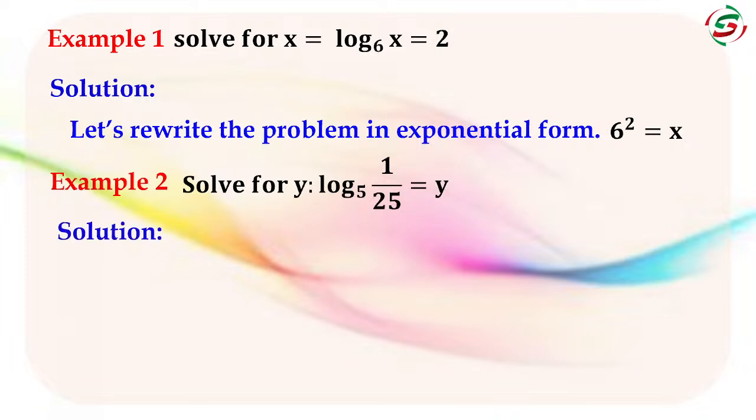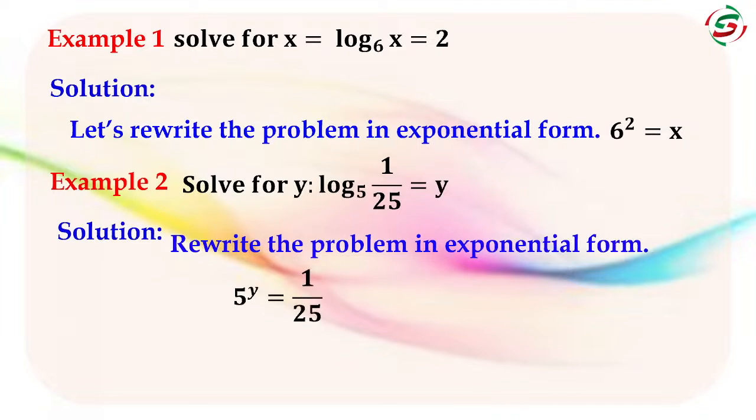Now imagine, look at the solution here. I'll rewrite in the exponential form. So can I write this as 5 to the power of y is equal to 1 by 25? 25 is nothing but 5 into 5. 5 square I can write. So what happens? 1 by 5 square. Correct? 1 by 5 square.